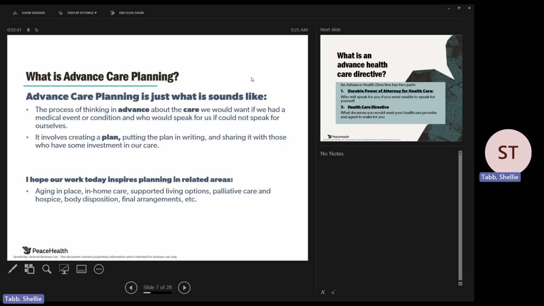So what is advanced care planning? Advanced care planning is just what it sounds like. It is the process of thinking in advance about the care we would want if we had a medical event or condition, and who would speak for us if we could not speak for ourselves. It involves creating a plan, putting that plan in writing, and sharing it with those who would have some investment in our care. I hope that our work today inspires planning in the related areas of aging in place, in-home care, supported living options, palliative care and hospice, body disposition, and final arrangements.